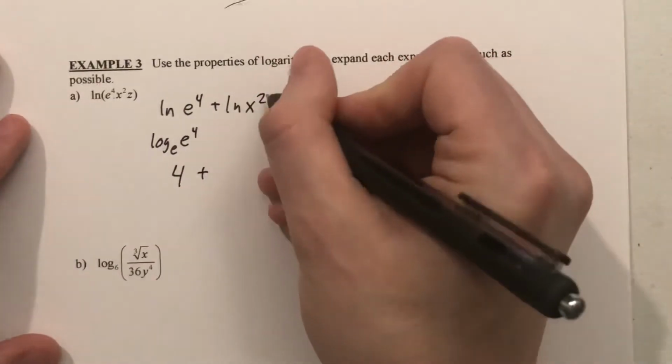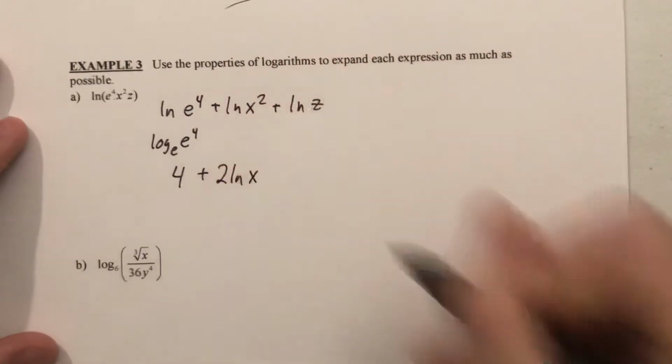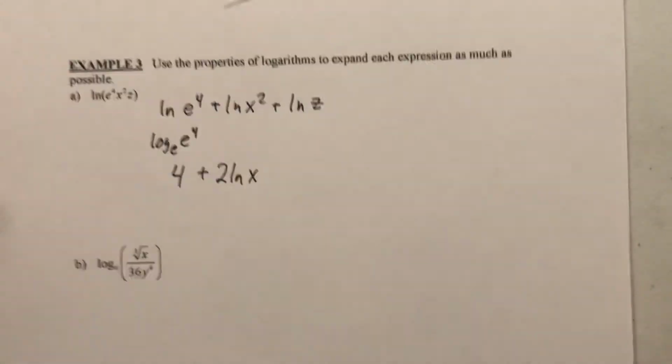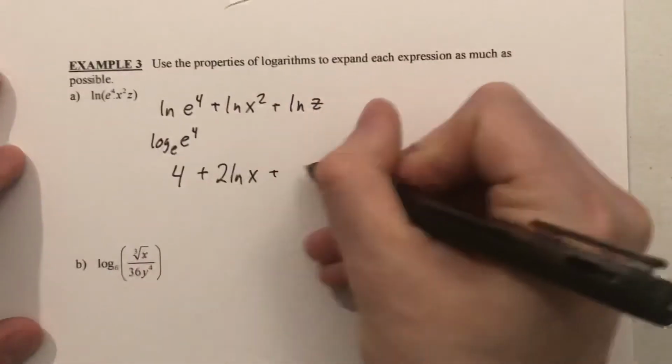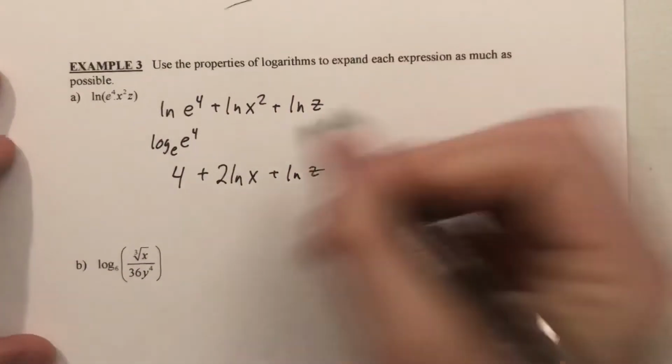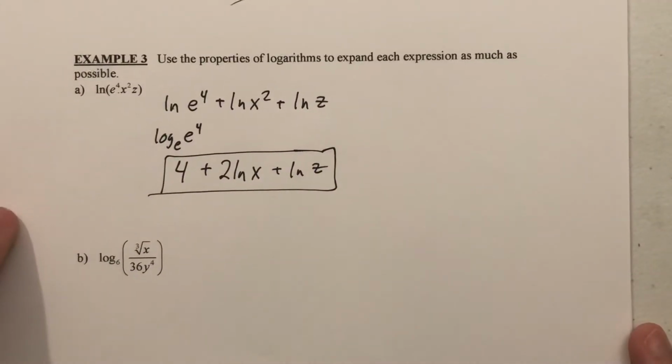Now, the next one, all we can do is use the power rule to pull the 2 out front. That is considered part of the expansion process, pulling the exponents out front with power rules. And ln of z, there's nothing to do there. So that expression would be our final answer.